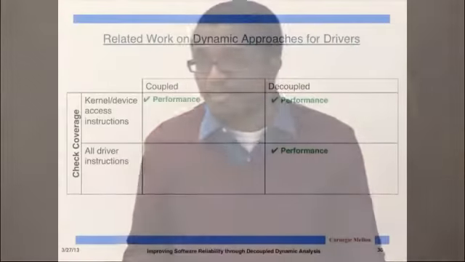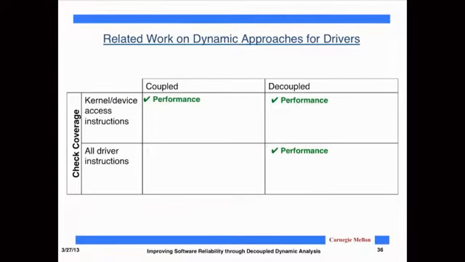And on the other dimension is how much of the driver execution is checked by the dynamic analysis. So you could either check all of the driver instructions, or there are a lot of techniques that check only the API interaction between the driver and either the kernel or the device. Now, these design points matter because they impact things like performance, right? So one way to improve performance is basically to check just the API calls, right? You ignore the bulk of the driver execution, right?